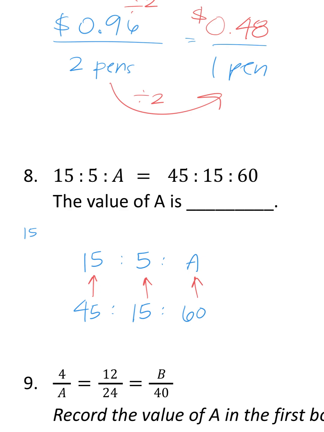15 plus another 15 would be 30. And then 15 more would be 45. 15 more would be 60. So I have 3 groups of 15 out of 45. I have 3 groups of 5 out of 15. And when I divide 60 by 3, I realize that A is equal to the value of 20.